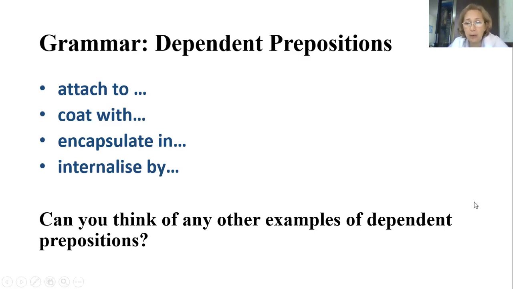So can you think of any other dependent prepositions, examples of dependent prepositions? It is interacted with. So the classical example is depend on, yes, succeed, преуспеть, succeed in, and a lot of other verbs plus prepositions.